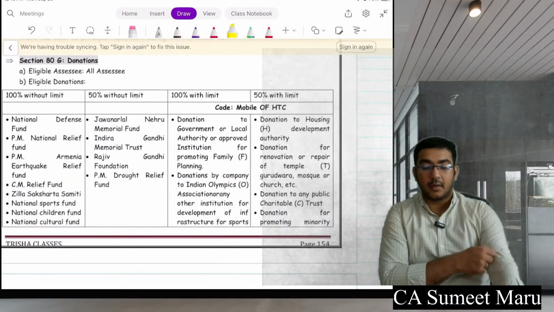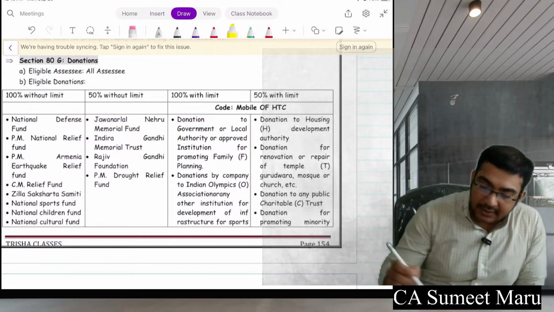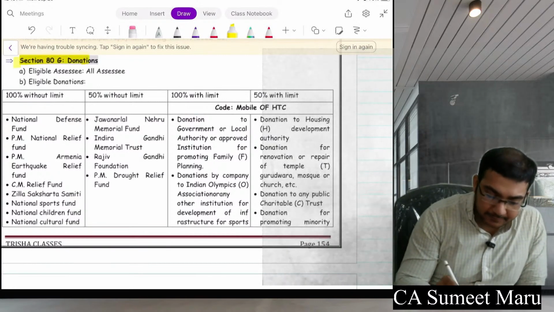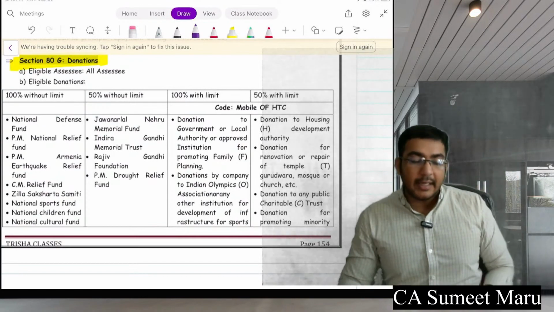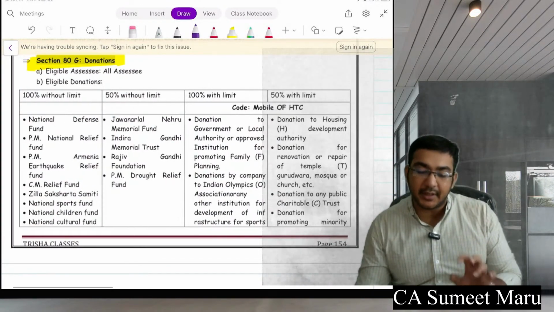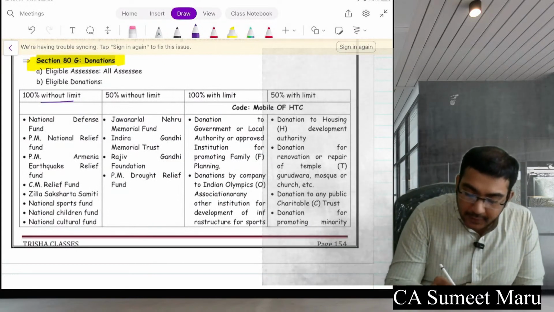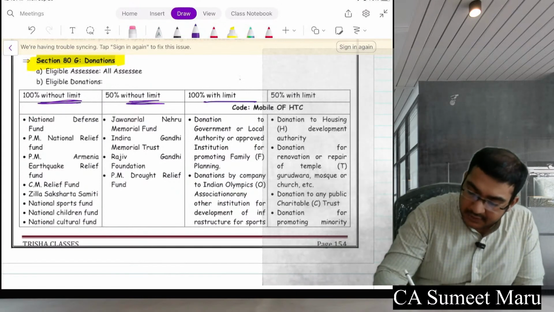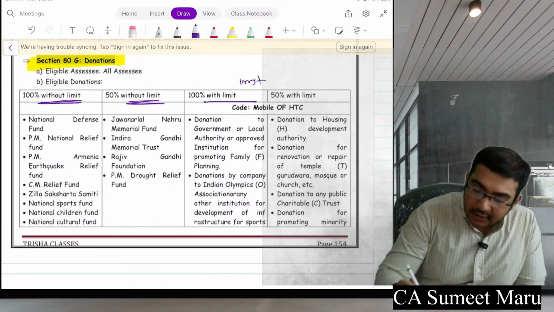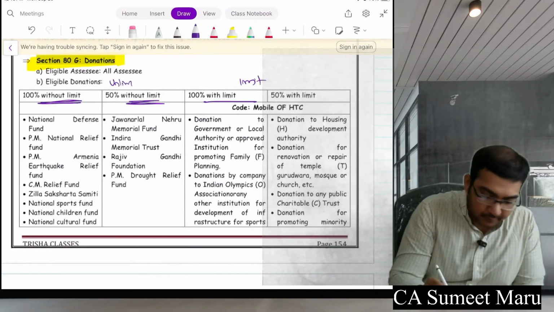Okay. Now comes the next and the very interesting deduction, that is your 80G. Okay, now 80G deductions will be distributed in two parts. One without limit, another with limit.